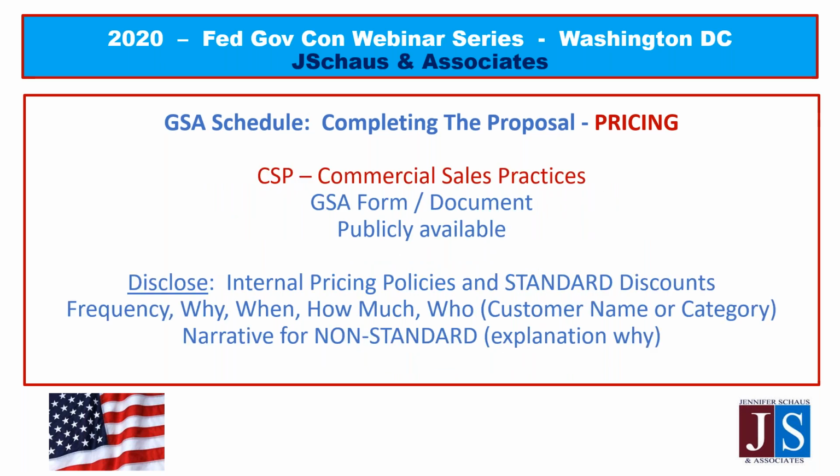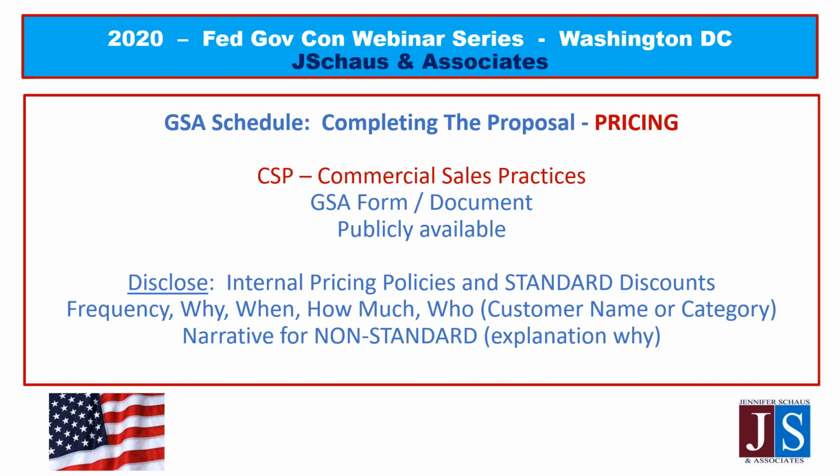Now we'll dig into the CSP, and again, this is a GSA form. It is publicly available, as is everything I'm telling you here. You can do this homework, and I highly encourage you to do so. So here's where you disclose who is getting your standard discounts, what entity, whether it's just one company or a specific category of companies, meaning nonprofits, associations, state and local governments, 501(c)(3)s, whatever it is, or is it just ABC company, or anytime we deal with Raytheon, or anytime we deal with Lockheed Martin, we give them a discount.